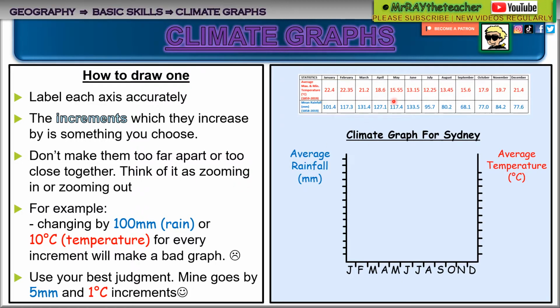I'm using these increments because for the temperature there isn't too much fluctuation. If I did it by 10 degrees, we'd only be within the 10s and 20s, nothing in the units, nothing in the hundreds. Too far apart. You don't want to be changing by 0.5 degrees either, because these lines won't be enough. As for rainfall, 5 millimeter increments, and I do that because of the fluctuation. It also makes for an easy to understand graph.